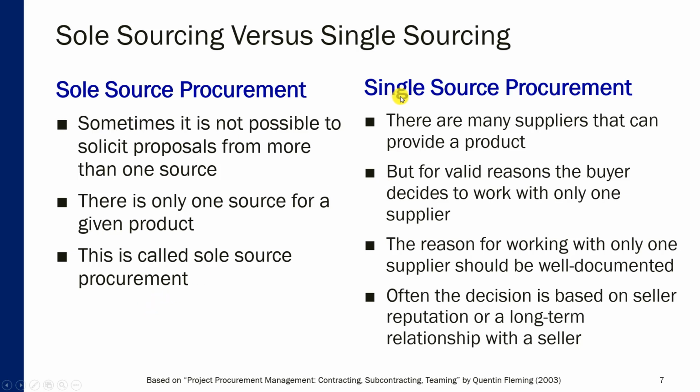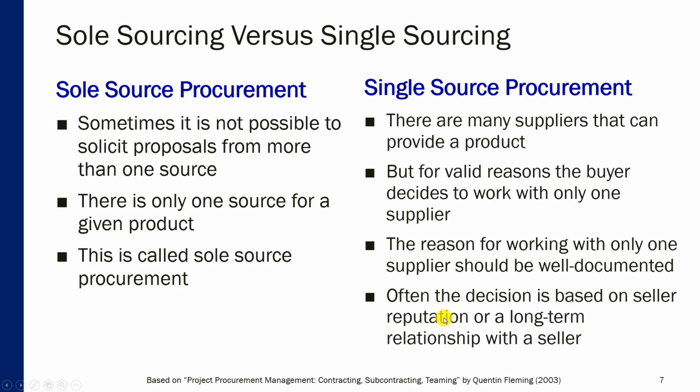Now, sometimes you work with one vendor, but for a different reason. It's not a natural monopoly. It's not a monopoly situation at all whatsoever. So this is how single source procurements work. There can be many suppliers that can provide a product, but for a valid reason, the buyer decides to work with only one supplier. So it's an artificial situation where you decide to exclude other viable vendors from competition. No matter what the reason is, it has to be well documented, and it has to be well justified. There needs to be a solid reason for working with only a single vendor as opposed to working with a variety of vendors.